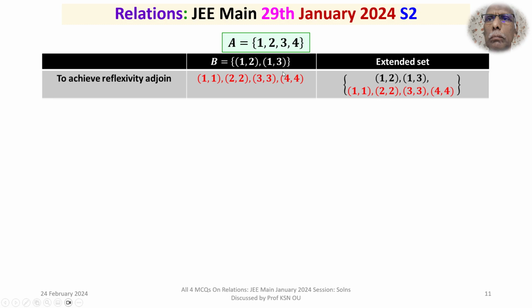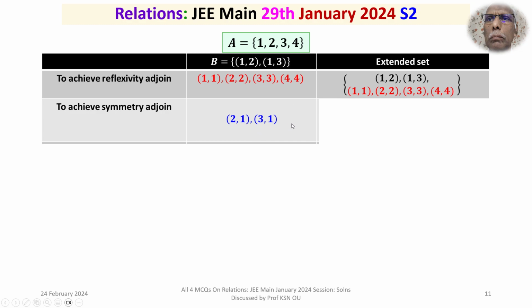So we talk about (1, 2) is there, (2, 1) is not there, (1, 3) is there, (3, 1) is not there. To extend to an equivalence relation, the symmetry should be there. So to achieve symmetry, we adjoin these two elements, (2, 1) and (3, 1). So (1, 2) will give you (2, 1), (1, 3) will give you (3, 1). So now we adjoin them to the already extended set.